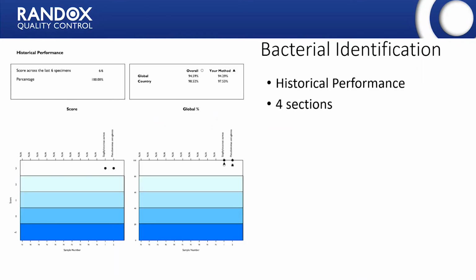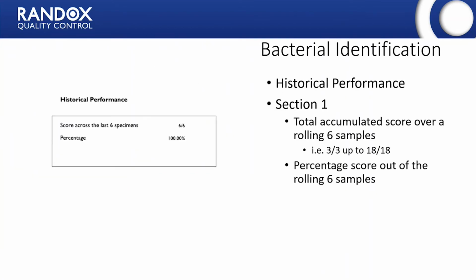The next section will be over the page. It's the historical information, and this is broken down into 4 sections. So we'll look at each section individually. The first section is the historical performance just for the individual lab, and this takes the individual score that they've had for each sample. So it'll start, obviously, with the very first sample. The maximum score will be 3 out of 3, the top score for one sample. Covering 6 samples, once you achieve 6 samples, the maximum score will be 18 out of 18. So that'll be your 100%.